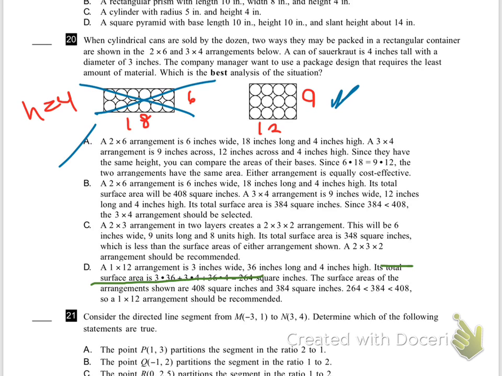So we've got two statements here that are false. A and D are just plain false. All right? A, it's not true that they have the same surface area. D, the 1 by 12 arrangement, that surface area is incorrect. It should actually be twice what they say there. Okay? But in B and C, both of those are right. But they asked for the best analysis of the situation. So we want the one that's going to be the least amount of material, so the smallest surface area. That's going to be option D. Okay?